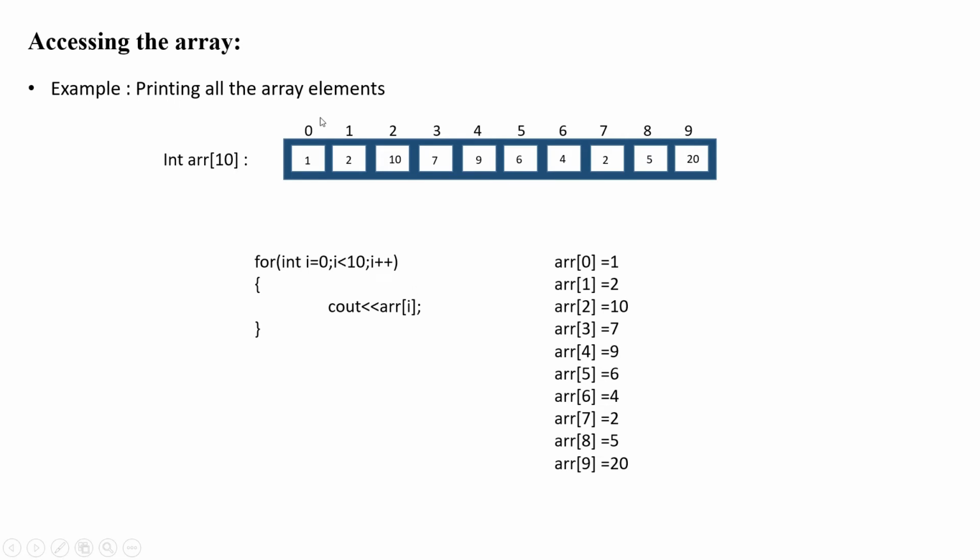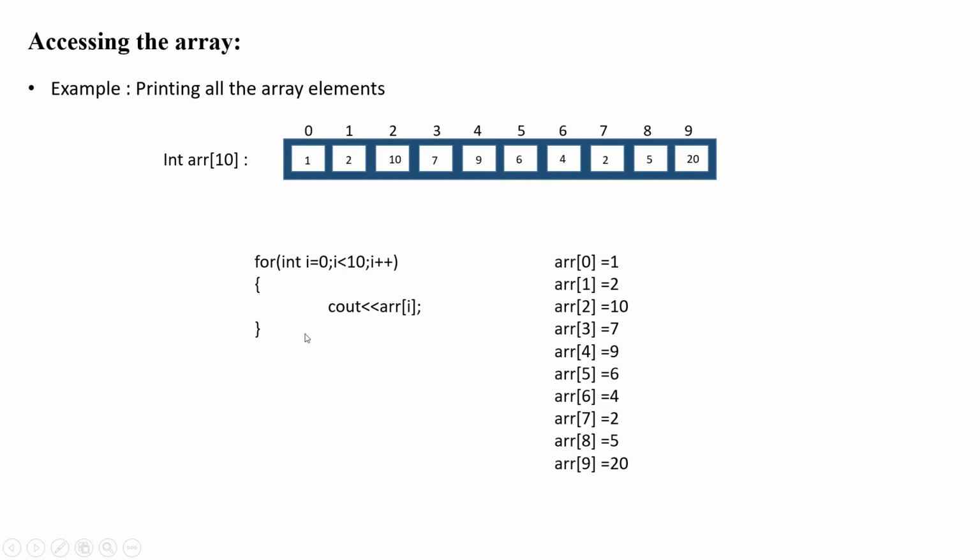Now we will discuss how to access the array. For the example, we'll take how to print the array elements. You can print all the array elements individually by accessing them using the index locations like this. For example, arr[0], at the 0 location we have 1, at the first location we have 2, at the second location 10. And you can also simulate this whole thing using a for loop.